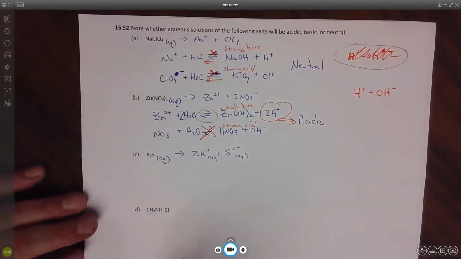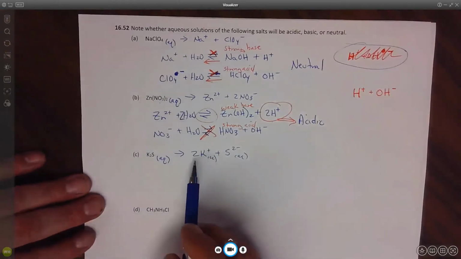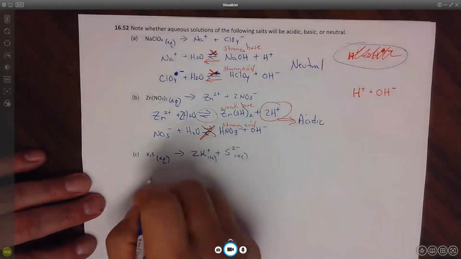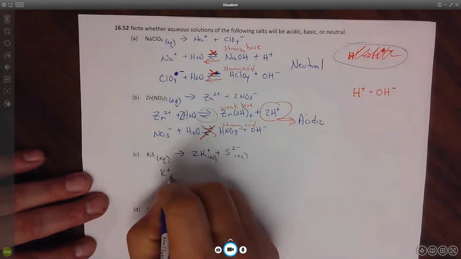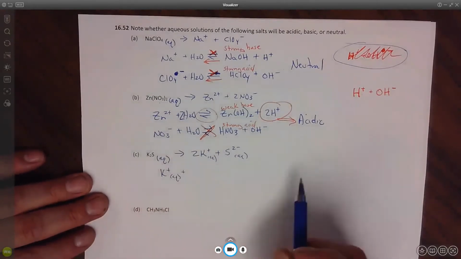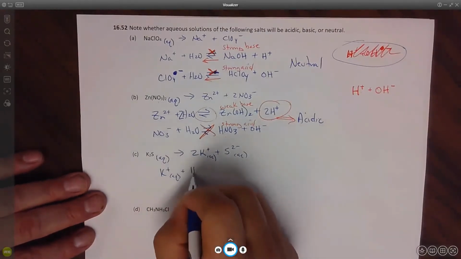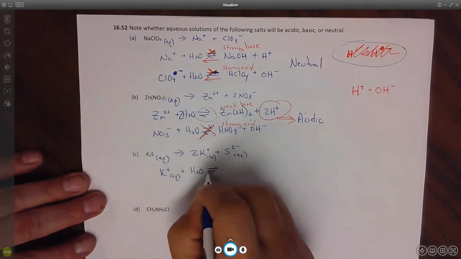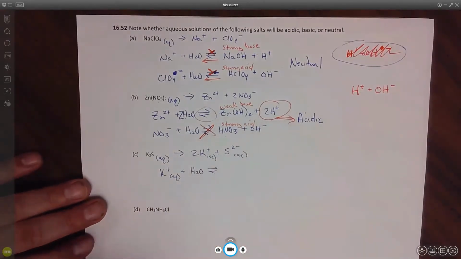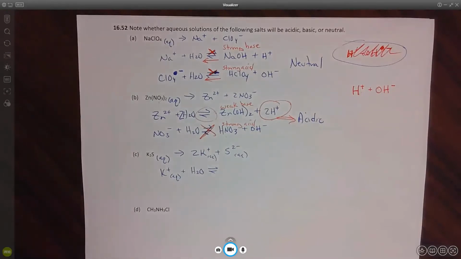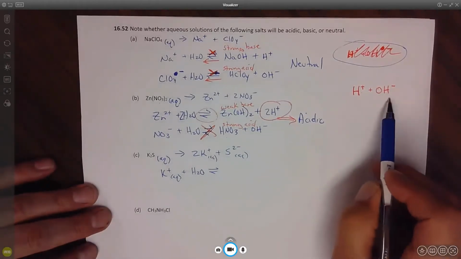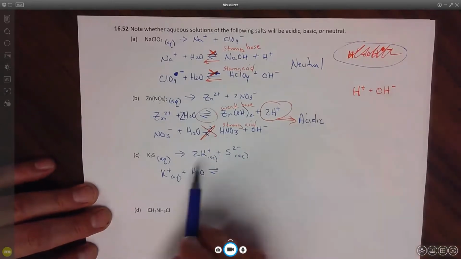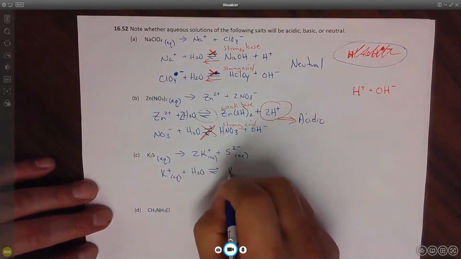Okay, then we have to look at each one of these ions. So the potassium ion, again, would react with water. And what would that form, Eugenie? KOH. Yeah, plus. Again, we're thinking of water as H plus and OH minus. So the OH minus will react with the K plus to form KOH.